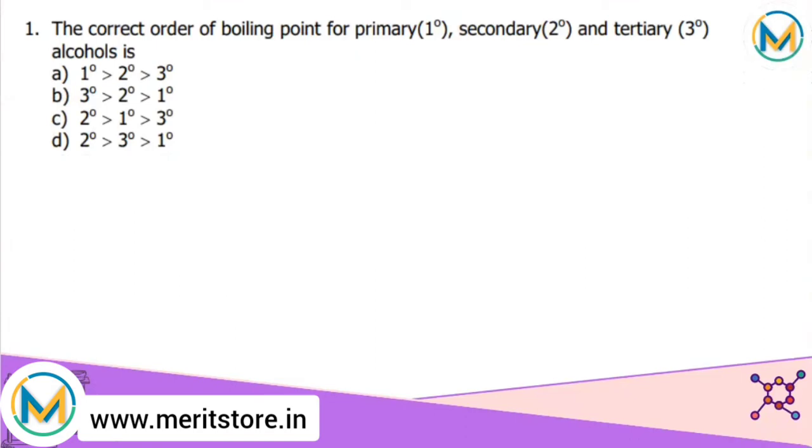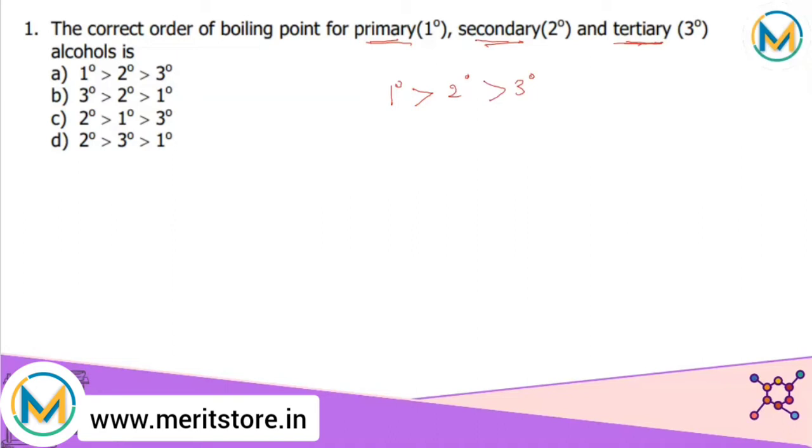First question, the correct order of boiling point for primary, secondary and tertiary alcohol is. So boiling point of alcohols decreases as the number of branches increases. There are more number of branches in tertiary alcohol than that of a secondary and then that of a primary. So we can say that primary is having the greater boiling point than that of secondary, and the tertiary will have the lower boiling point.